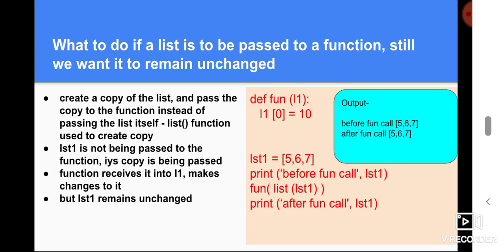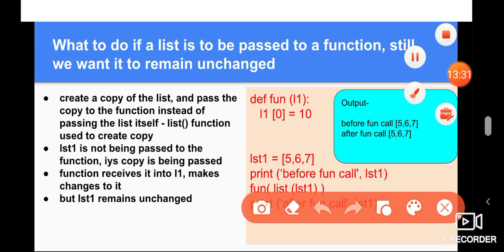Now we come to a situation when we really want the mutable type data to pass it in a function, but we still do not want any change to be made to it. Even if the function to which it is being passed does make some changes to its argument, the original data which is being passed should remain unchanged. So how can we do that? So the simplest idea is to create a copy of the data and pass that copy as an argument instead of passing the original data as the argument.